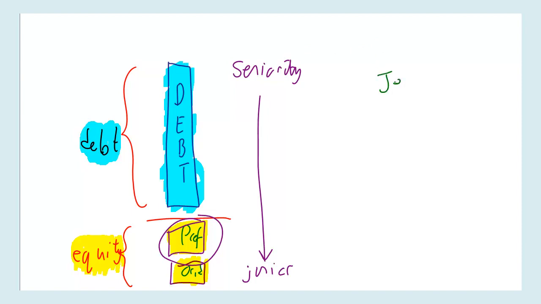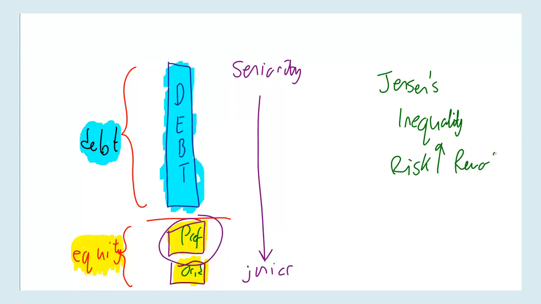Now, there's a special equation. It's called Jensen's inequality. And that's nothing to do with Jensen Button's need for a faster McLaren car. It basically says as risk goes up, reward should also go up. If we rephrase these terms, this is low risk at the top here, the most senior, going down to high risk.